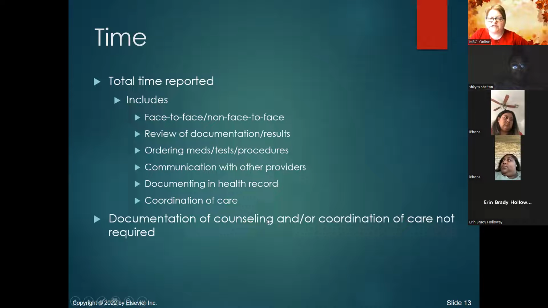All right, documentation of counseling and/or coordination of care not required. And the reason for that is because in a lot of different procedures and even some diagnoses, there's a certain amount of time that's already taken into consideration. That's already added in there. Like it's obvious and well known that said procedure or said counseling about whatever drug or whatever procedure is going to take at least X amount of time. So that's already considered in.